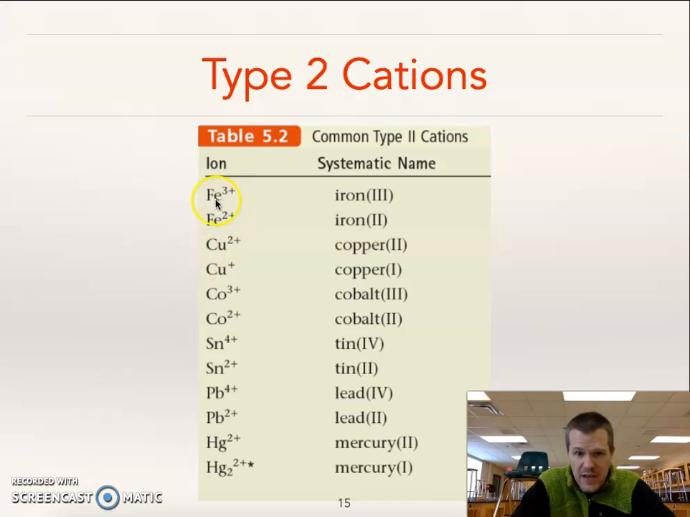So here's how you write the ion. It's just the symbol for iron, or the symbol for copper, the symbol for cobalt, and so forth. And then in the top right corner, you put the charge, or the oxidation number.